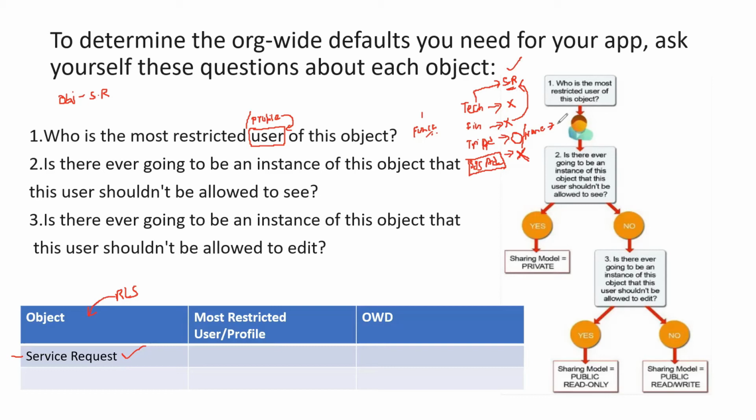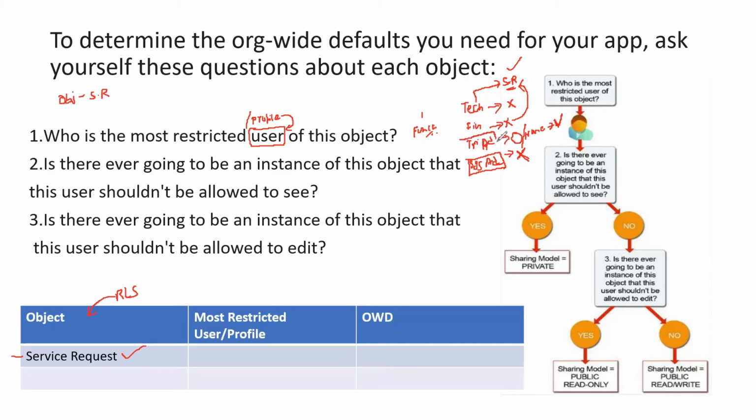So just by doing this exercise, we have come to a conclusion that yes, there is a person or a profile that we can point out as the most restricted user for this particular object. This person has nothing to do with this object, or there might be few things that he or she might do on that particular object. Identify that person depending on the other functionalities and scenarios that you have.